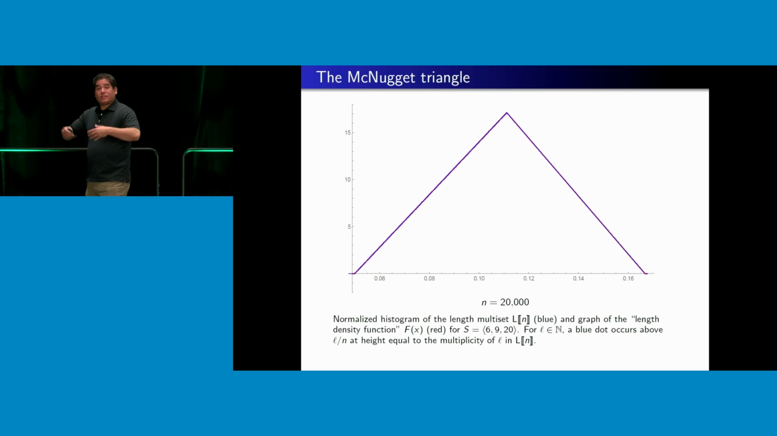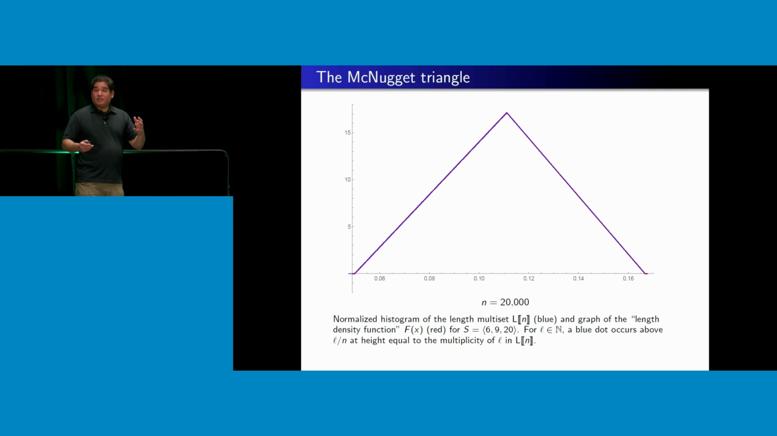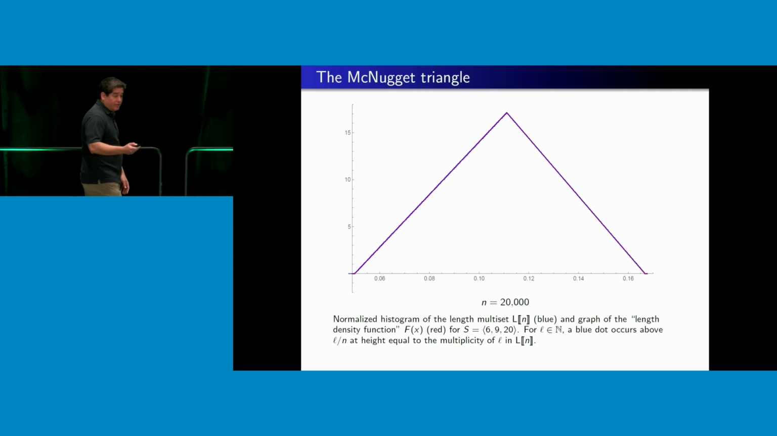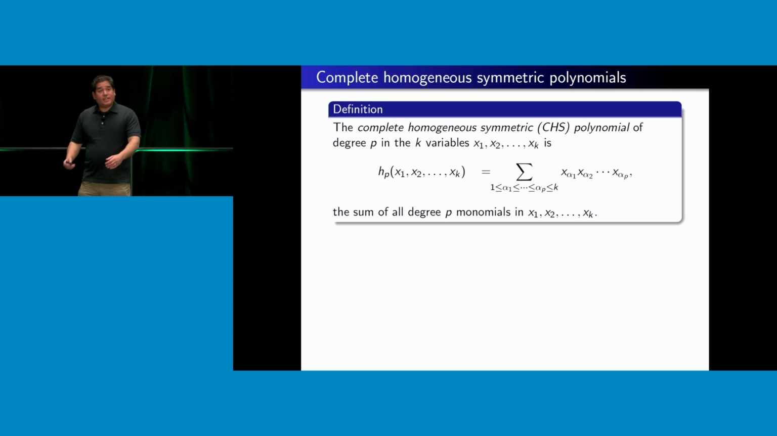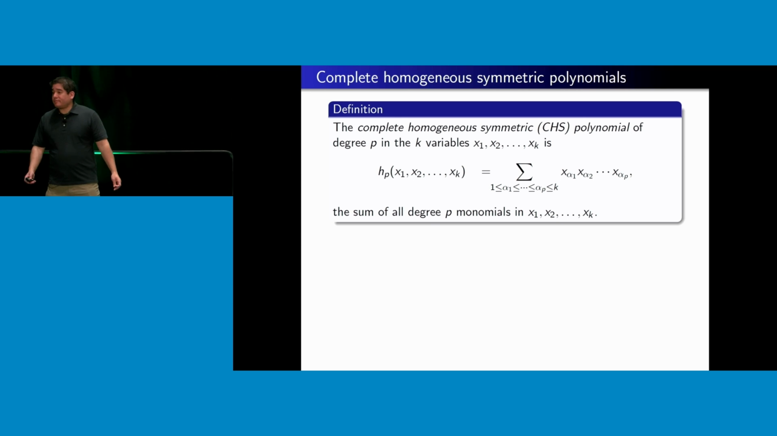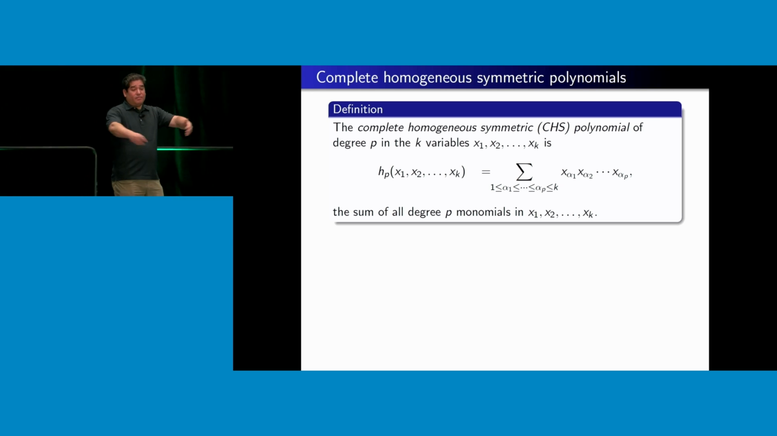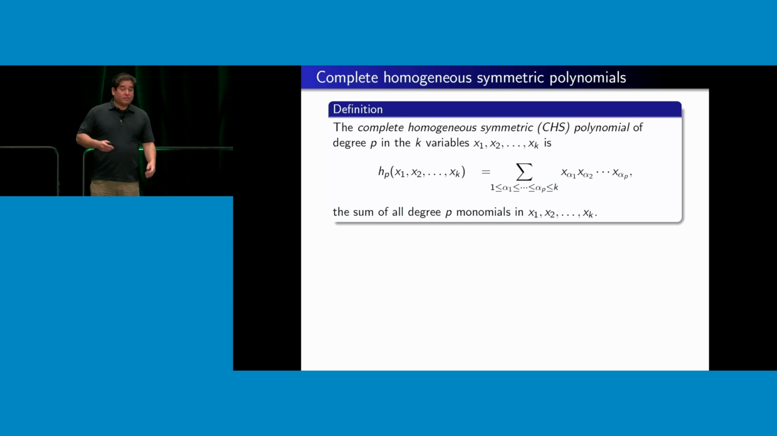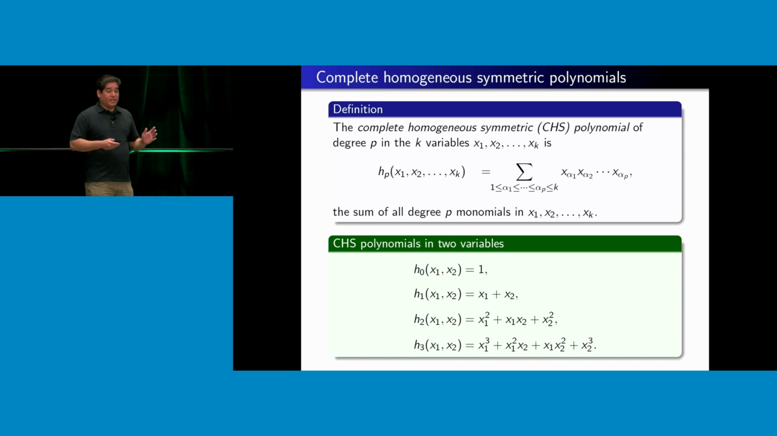And to tell you the complete story of what's going on and what these limit curves are is going to require quite a lot of other stuff that's going to take us into interesting territory. We're going to need to know about complete homogeneous symmetric polynomials. So these are highly symmetric polynomials that are really, really cool. I'm going to call them CHS polynomials for short. They're going to be the sum of all degree p monomials in whatever variables you're using. I think it's easier to see with an example.